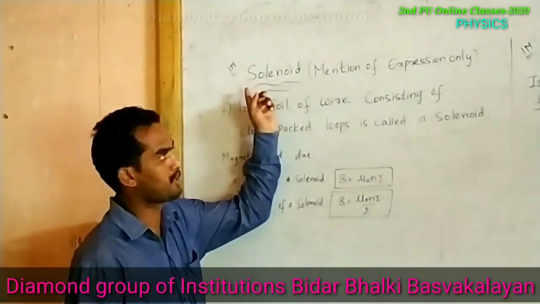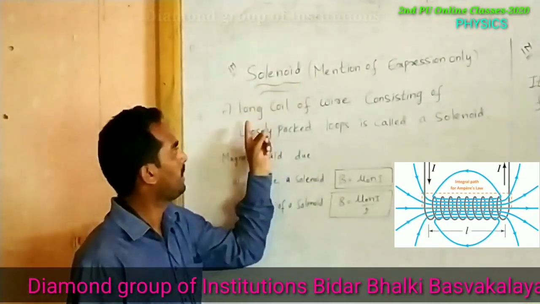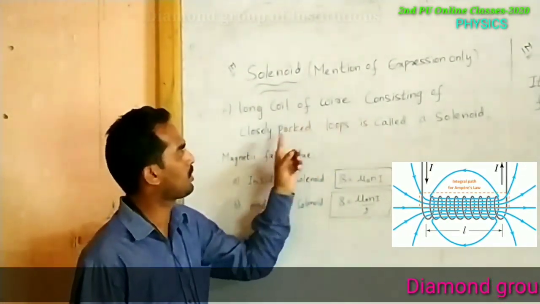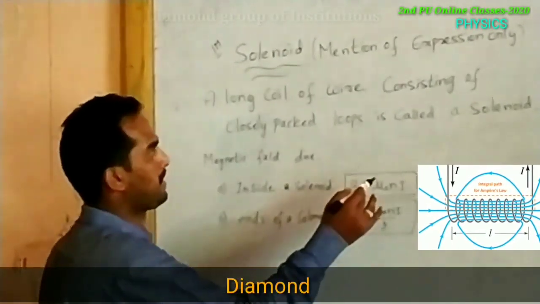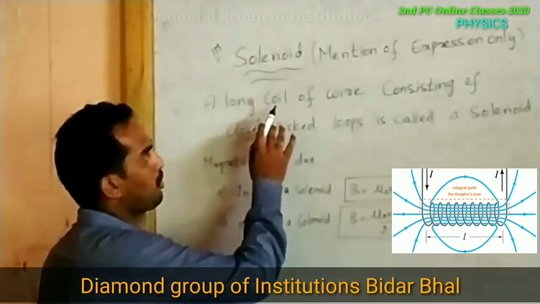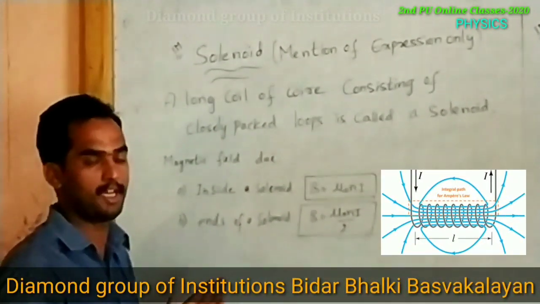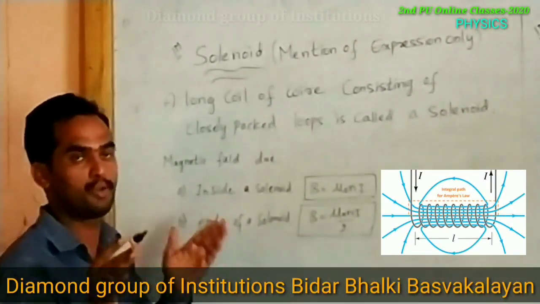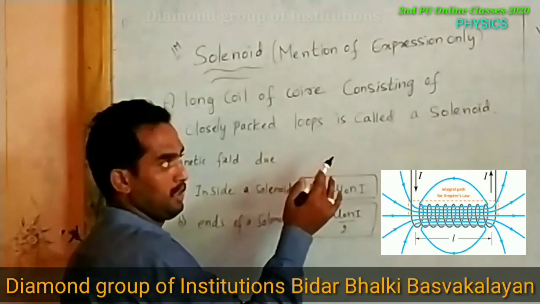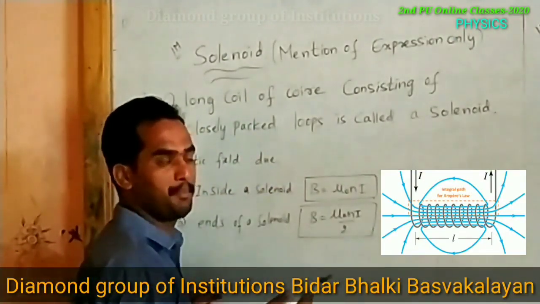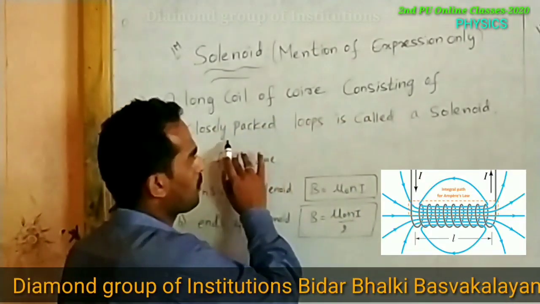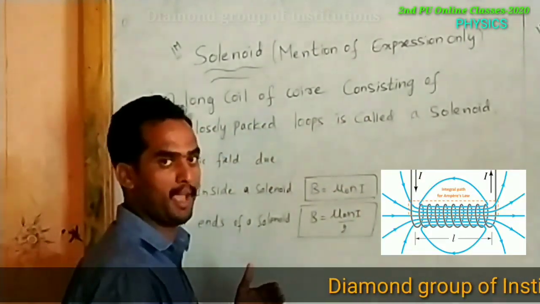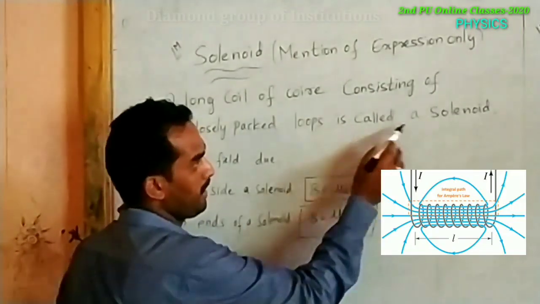Next, one more topic, that is the solenoid. A long coil of wire consisting of closely packed loops is called a solenoid. What is meant by a solenoid? A long coil. Long coil means it has more length compared to its radius, and these solenoids are used to find the magnetic field. A long coil of wire consisting of closely packed loops is called a solenoid.